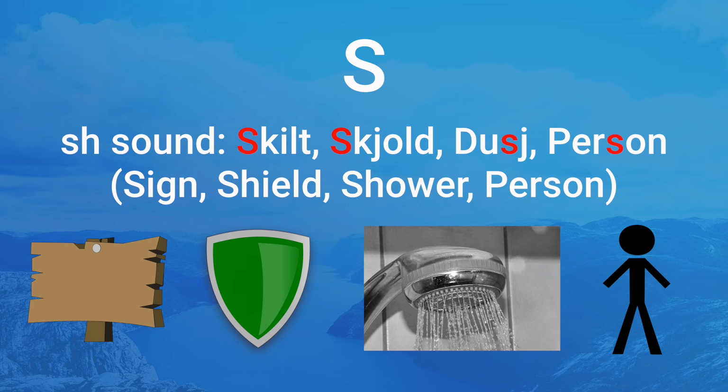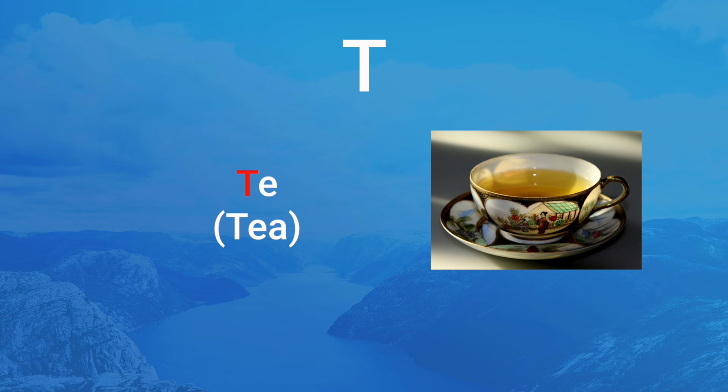When S is written in combination with a K, with a KJ, or a J, it will sound like a sh sound. This sound also occurs when the S follows an R. Examples of this would be skilt, skjold, dusj, person.